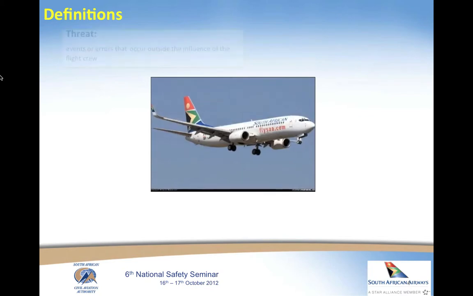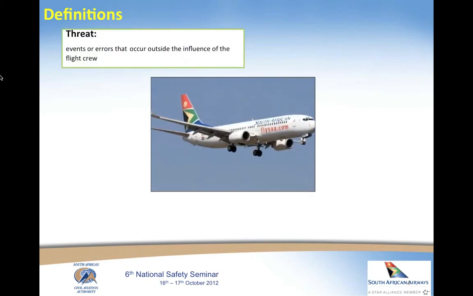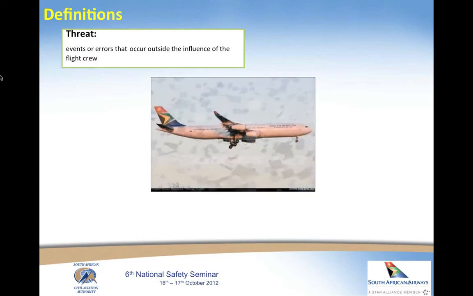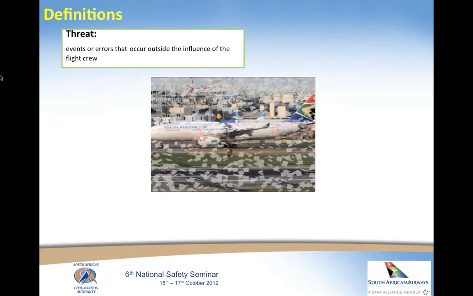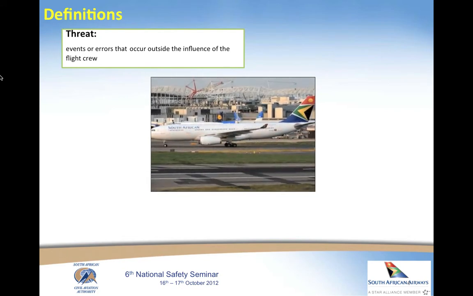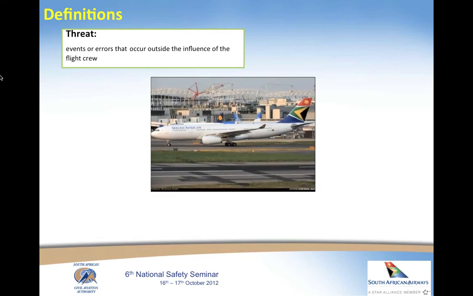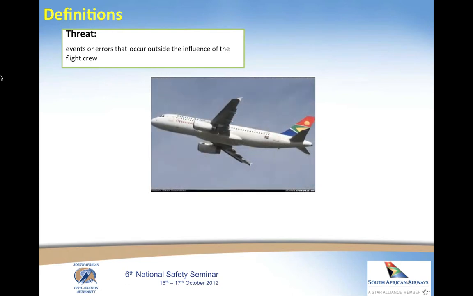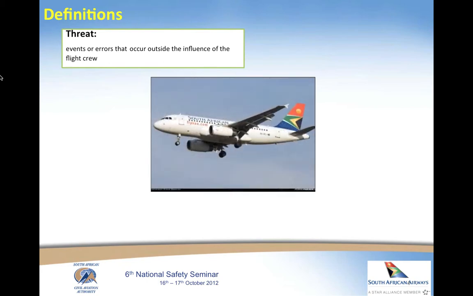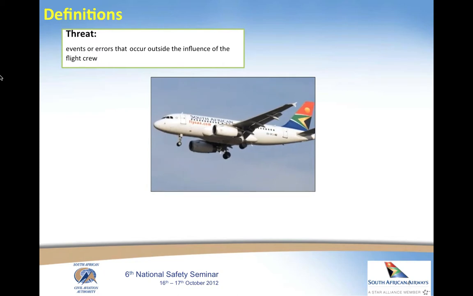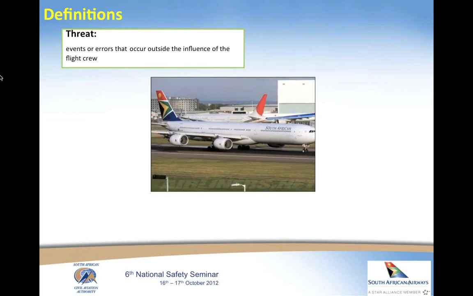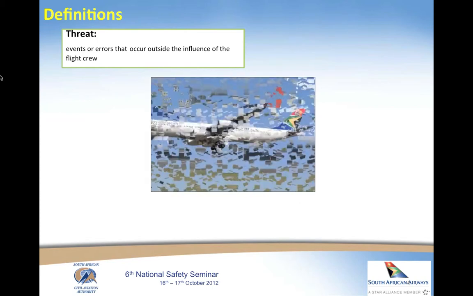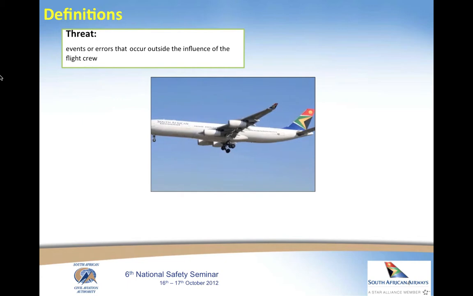A threat can be defined as events or errors that occur outside the influence of the flight crew. Using this definition, a threat can be, for example, high terrain, icing conditions, and aircraft malfunctions, such as an inoperative thrust reverser, or other people's errors, such as an inaccurate recording of fuel load by a dispatcher. All these events occur independently of the flight crew, yet they add to the crew's workload and need to be managed. Sometimes they can be managed discreetly, and sometimes they interact with one another, further complicating the necessary management.